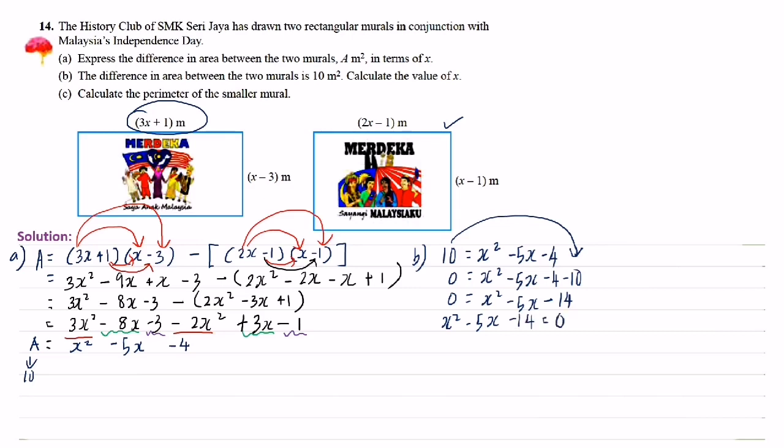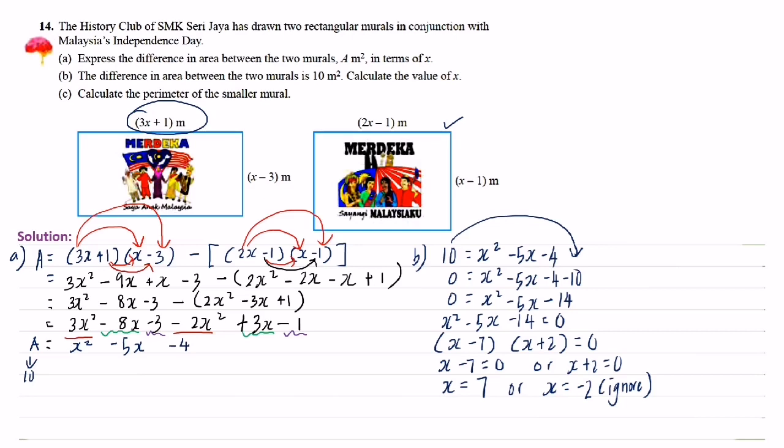And I factorize it. I will obtain S minus 7, S plus 2 equals 0. S minus 7 equals 0 or S plus 2 equals 0. So S equals 7 or S equals negative 2. But again, negative 2, we ignore it.